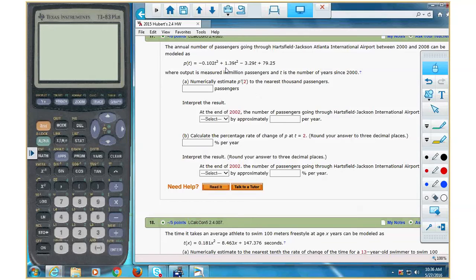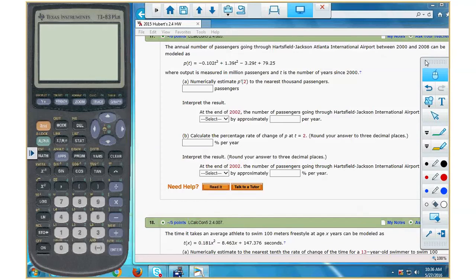Now, it says the annual number of passengers going through Atlanta International Airport between 2000 and 2008. So that means the first one is 1, 2002 is 2, 2003 is 3, 2004 is 4, 2005, so on. So when you do P prime of 2, that's for the year 2000 and what? 2. Now you have to make that relation because it doesn't show it in a graph. You could graph it; it'd be a whole lot easier to graph it and look at it.